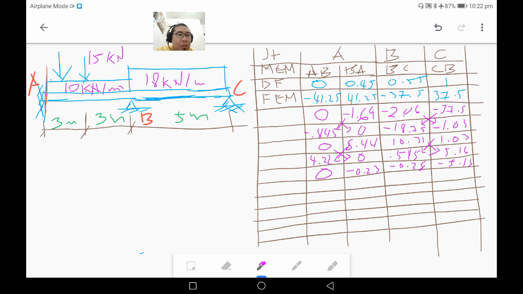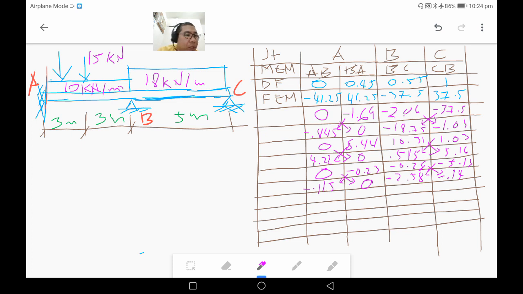Okay? Then, i-distribute mo uli yan. Of course, this is 0. And kalahati ng negative 5.16 is negative 2.58. And kalahati ng 0.28 is negative 0.14, no? Negative 0.14. So, kalahati ng 0.23 is negative 0.115. Okay. So, yan na uli siya.